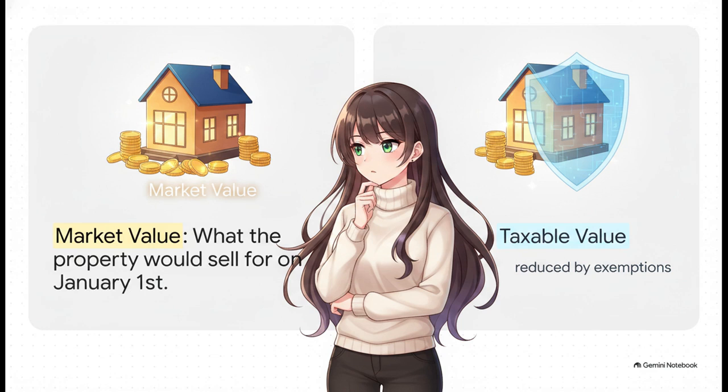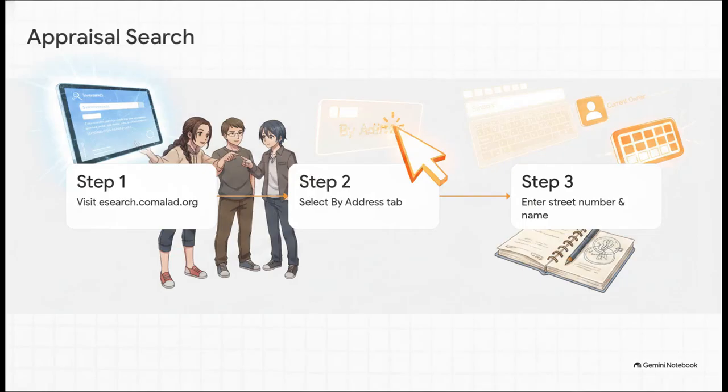To put that into perspective, standard residential homestead exemptions can reduce a property's taxable value by up to a whopping $140,000 for school district taxes. Plus, Comal County even offers a 20% local option exemption. Knowing the difference between these 2 numbers is absolutely vital for figuring out what your real tax liability is going to look like. Okay, so let's walk through how this works in a real search.